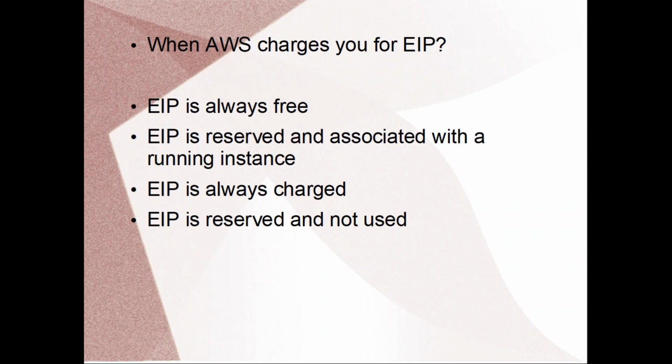So moving over to the next question. When does AWS charge you for EIP? So what is EIP? EIP stands for Elastic IP. The options are: EIP is always free; EIP is reserved and associated with a running instance, then only it is charged; EIP is always charged, the third option; and the fourth option is EIP is reserved and not used.